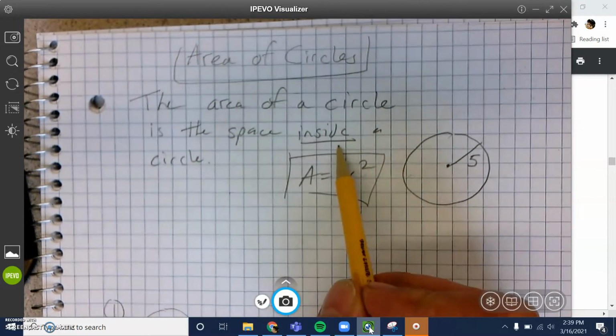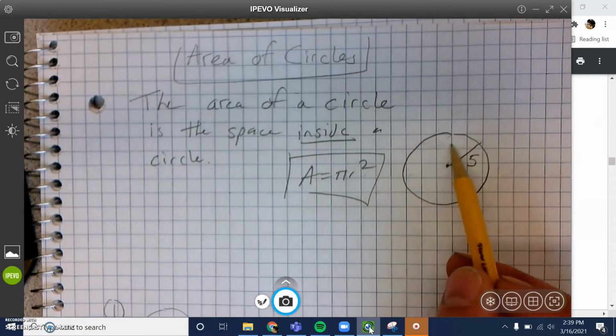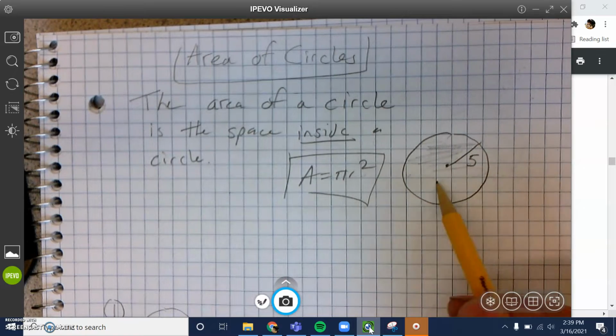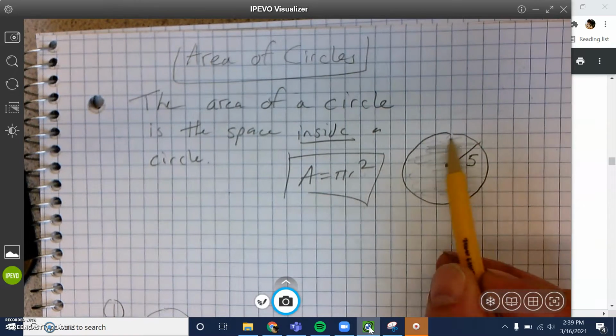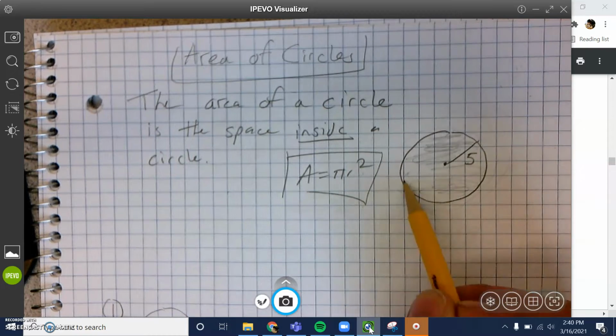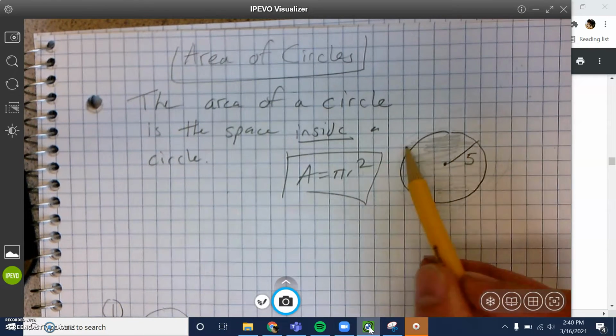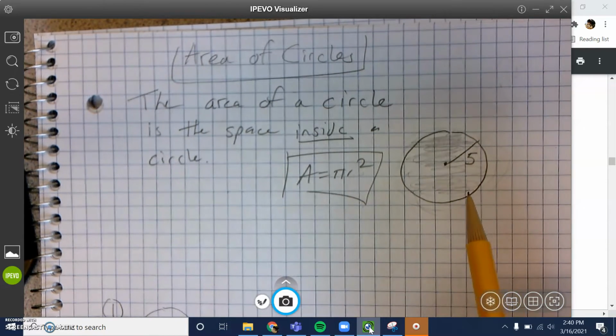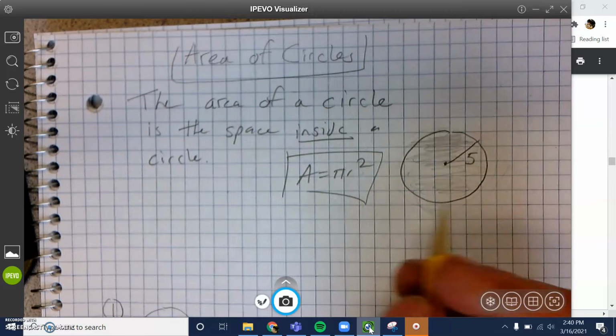The area of a circle is the space inside a circle. So that's inside. How much room do you have in here? That's what you've got to know. The perimeter or the circumference is on the outside. The area is on the inside. Okay, so what are we going to do here?